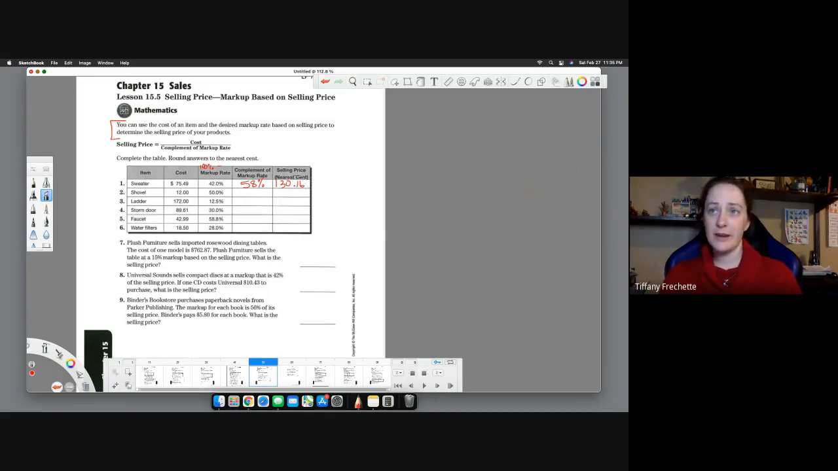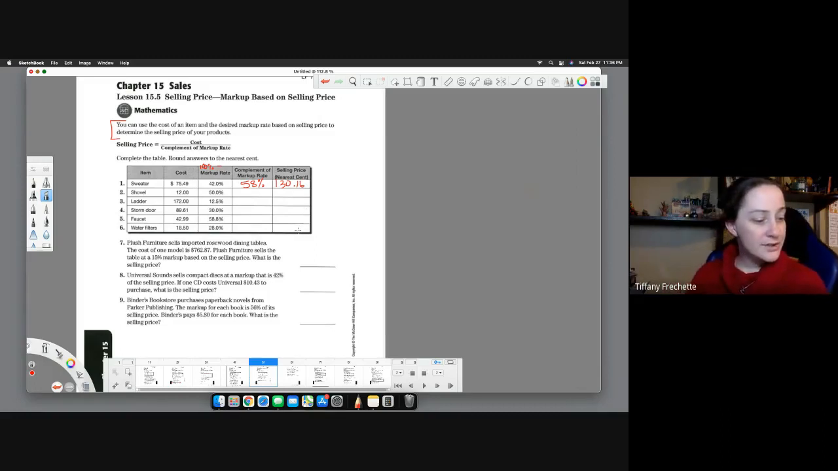And we rounded off to the nearest cent. It told us that up here. So make sure you don't go past 2 decimals. Round it off. You're going to do that same thing for each one of these. You're going to subtract from 100. That'll give you your complement. And then you're going to divide your cost by that complement. And that'll give you your selling price.